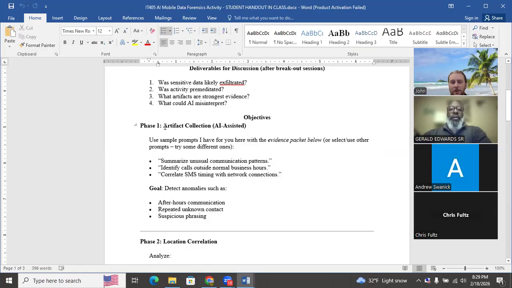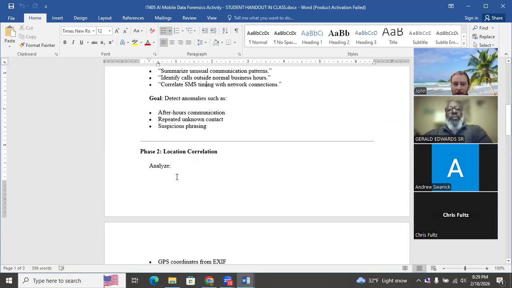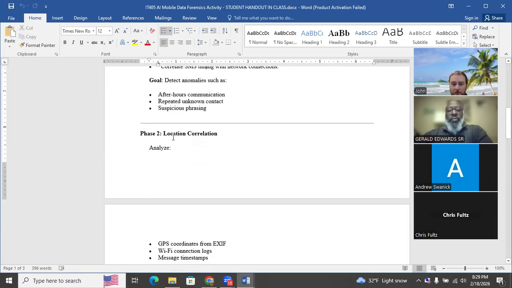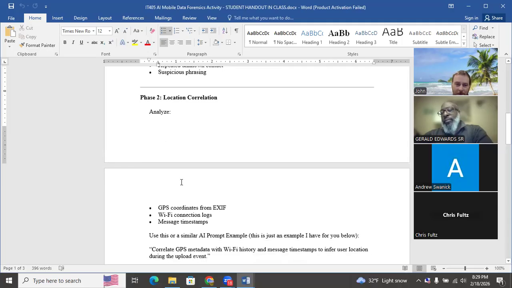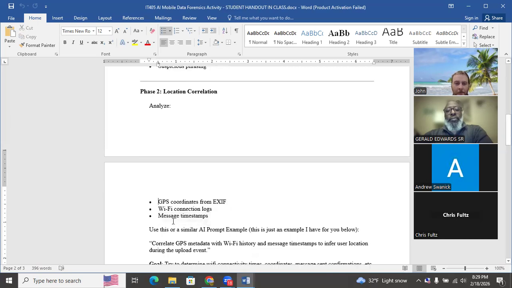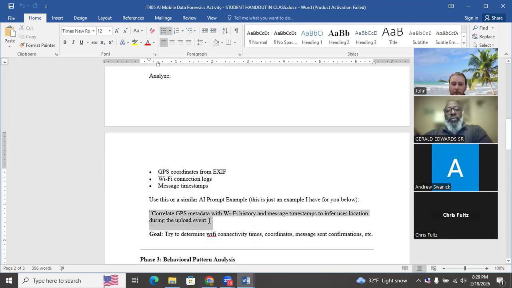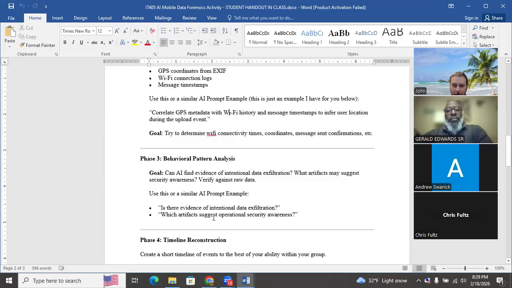So objective number 1 is to conduct an artifact collection. Number 2 is to analyze the coordinates, so location correlation: see when and where this may have occurred, Wi-Fi connection logs, message timestamps. And again, I have a little sample prompt here, but your goal is to try to determine Wi-Fi connectivity times, coordinates, message information, confirmations, etc.